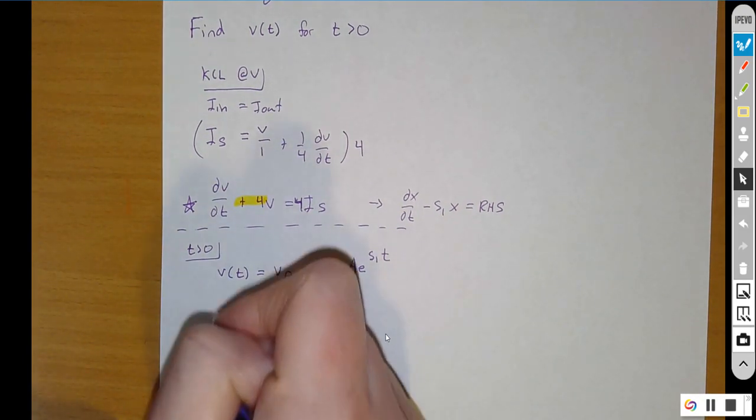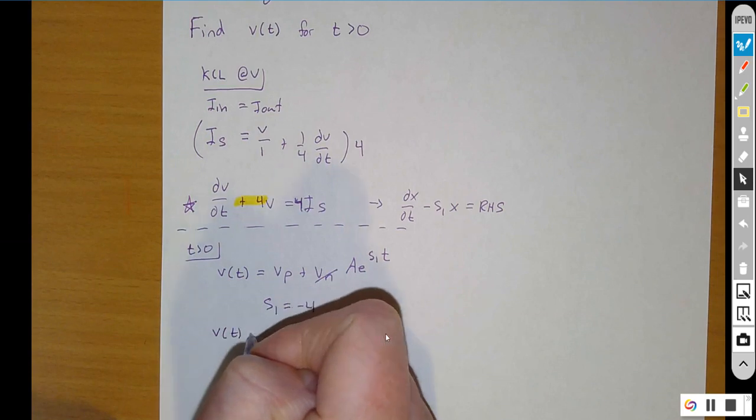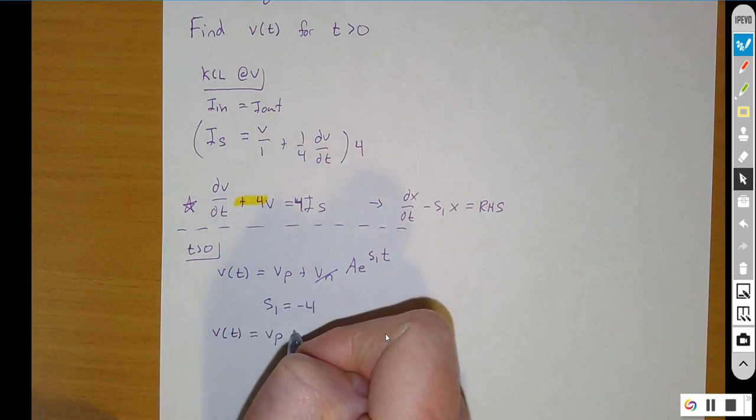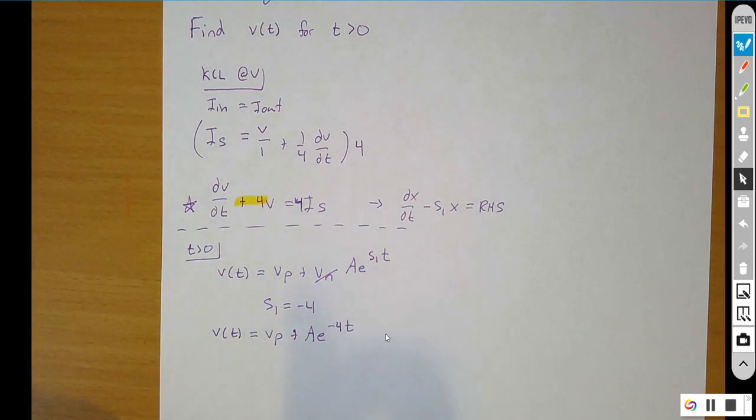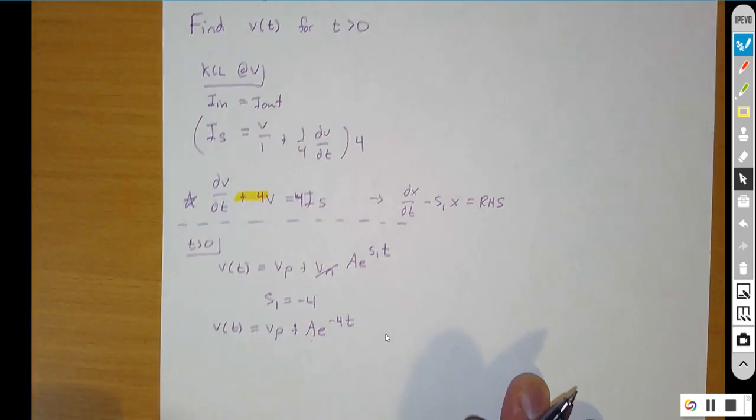So we can rewrite what we have so far. v of t equals v particular plus a e to the negative 4t. We always want to find a last, which means the next thing to find would be v particular. So v particular can be found using the techniques that we used previously.